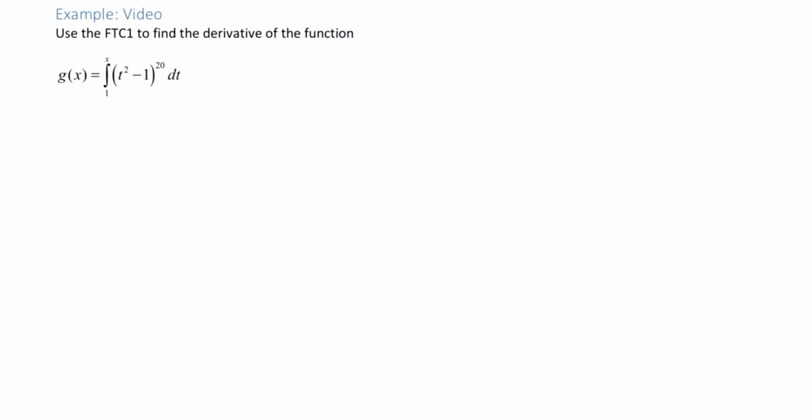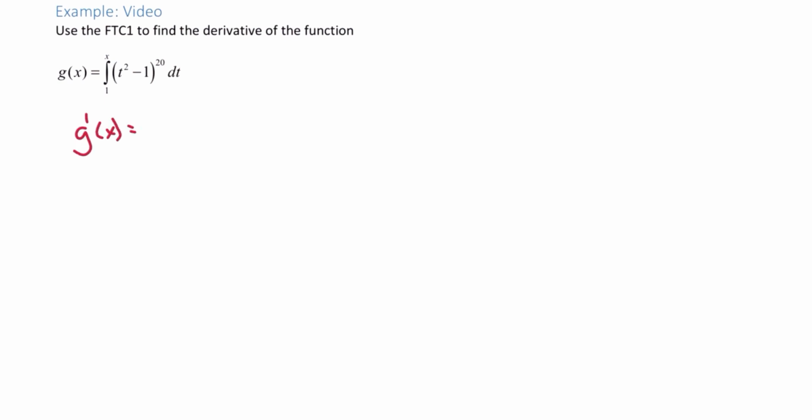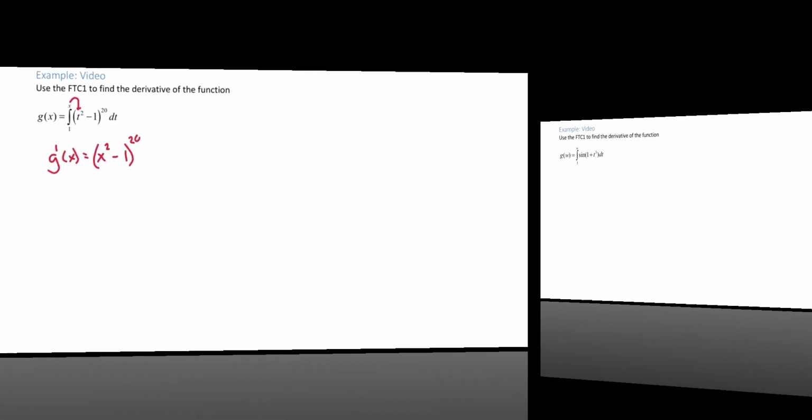Use the fundamental theorem of calculus, part one, to find the derivative of the function. G prime of x is, we're simply going to take that upper limit and plug it into the variable t. So we have x squared minus 1 raised to the 20th.